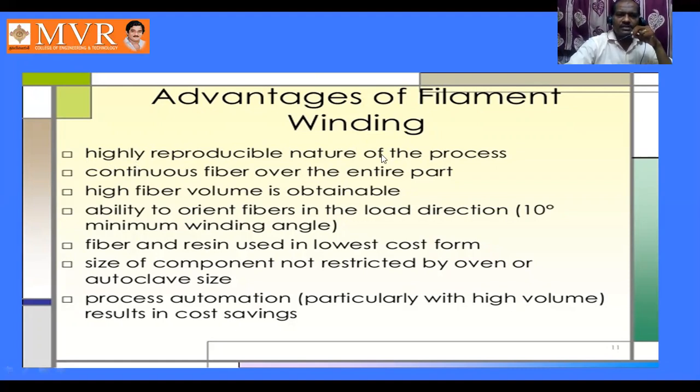Highly reproducible nature of the process, continuous fiber over the entire part, high fiber volume is obtainable, ability to orient fibers in a load direction, that is 10 degrees, fiber and resin used in lowest cost form, size of the component not restricted by oven or autoclave size. The process is automated, particularly with high volume it results in cost savings. The advantages are all known.